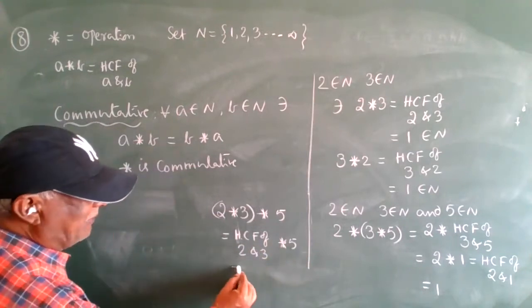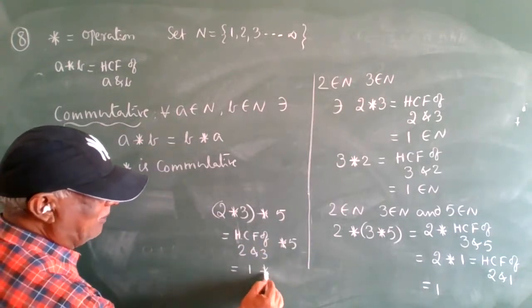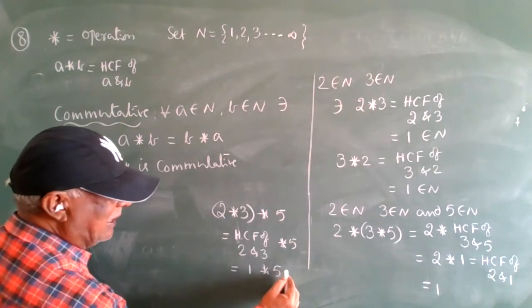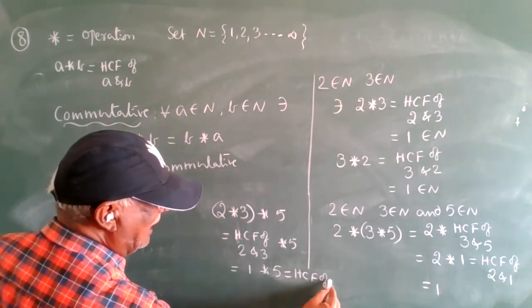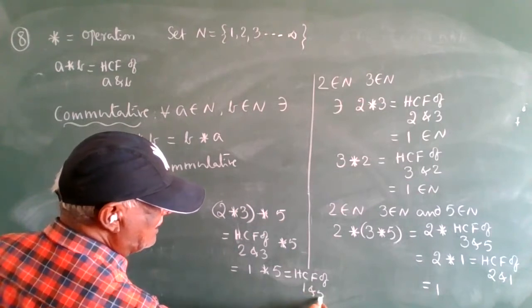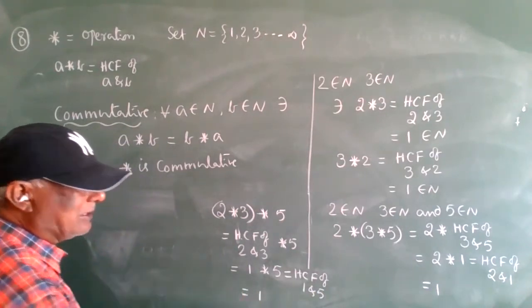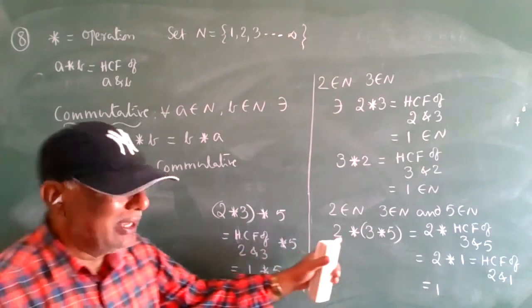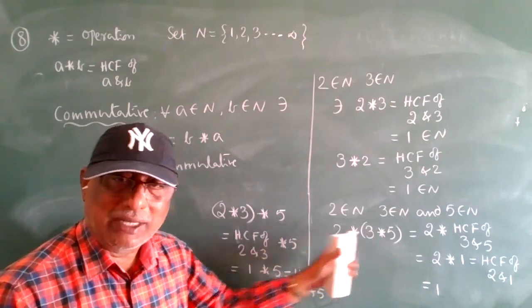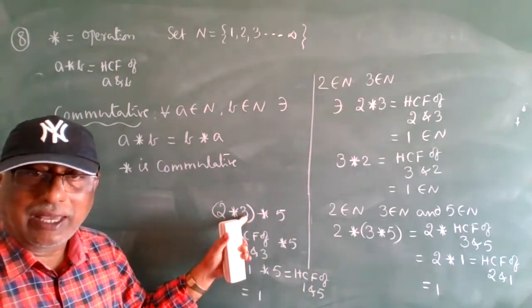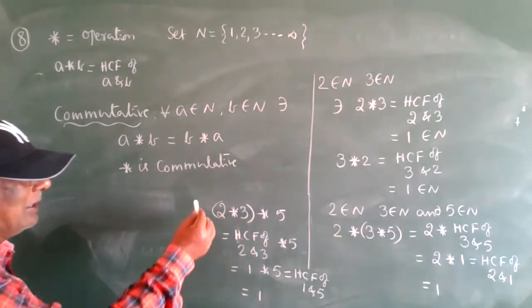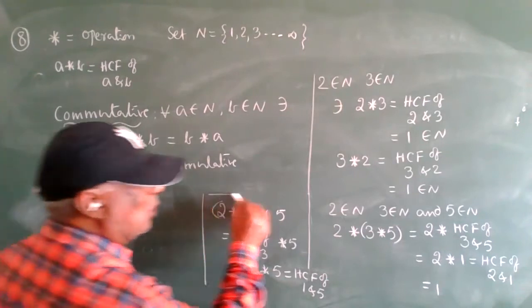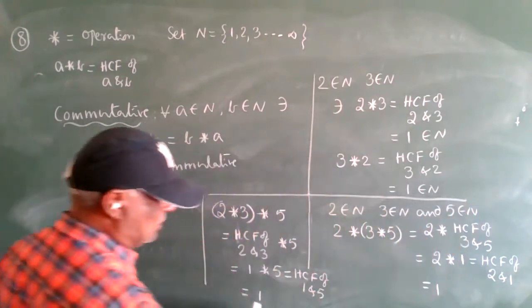HCF of 2 and 3 is 1, star 5. This is HCF of 1 and 5, that is equal to 5. That is equal to 1. Therefore, (A star B) star C and A star (B star C) both have the same value. Therefore, the example is true.